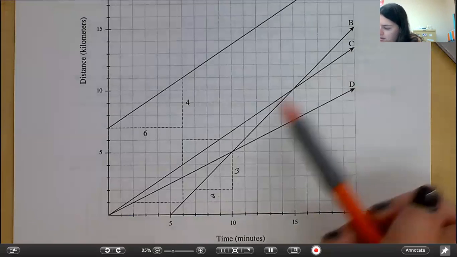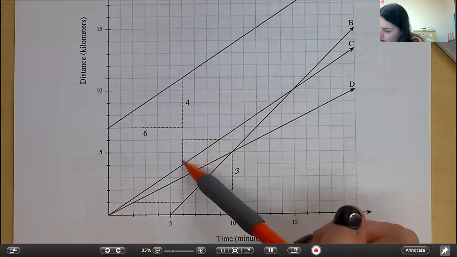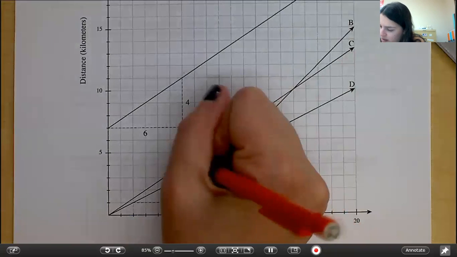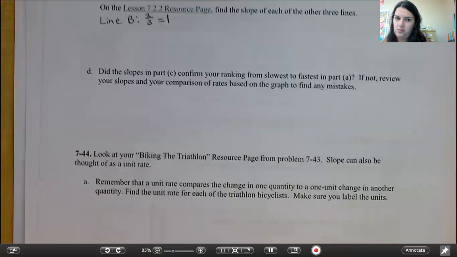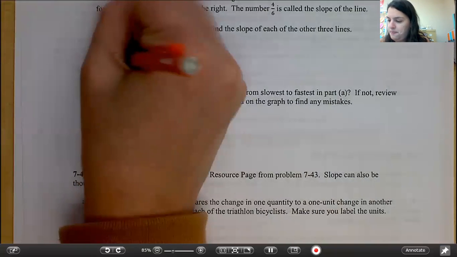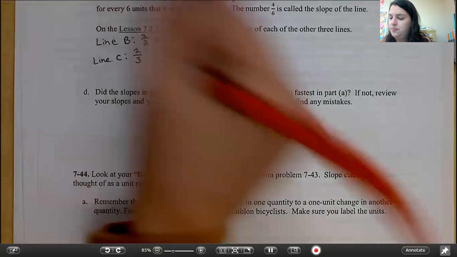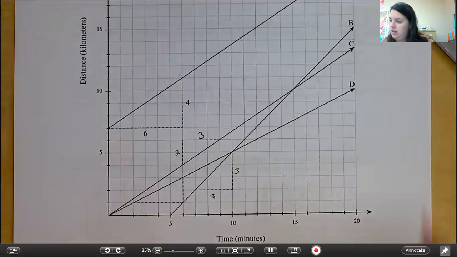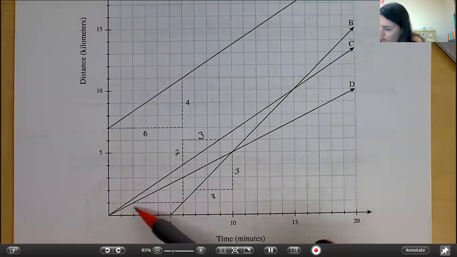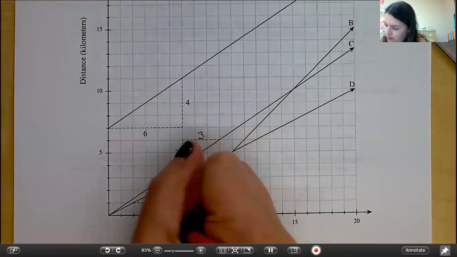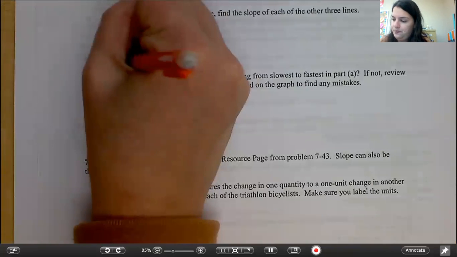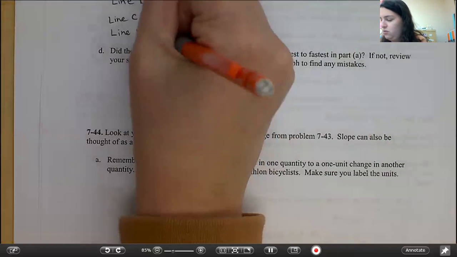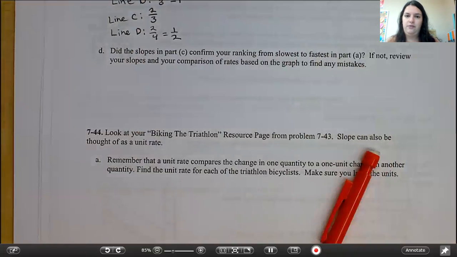For line C, we had 1, 2, and over 1, 2, 3. So line C is 2/3. Finally, line D, 1, 2, 3, 4, and up 1, 2. So line D would have been 2 over 4, which simplifies to 1/2.